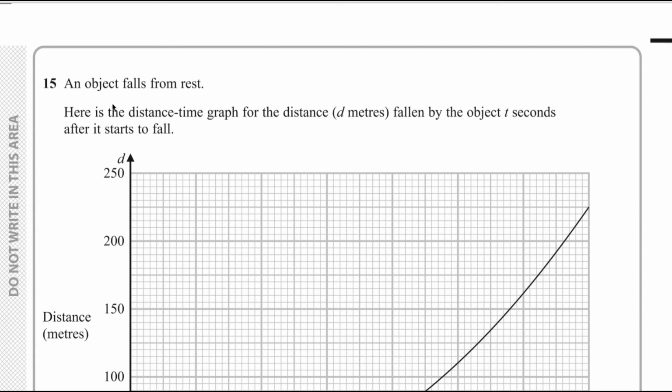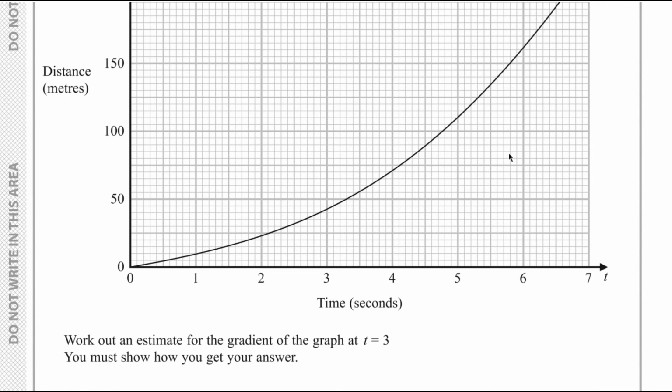Question number 15. An object falls from rest. Here is the distance time graph for the distance d meters fallen by the object t seconds after it starts to fall. We see that here. We have to work out an estimate for the gradient of the graph at t equals 3. You must show how you get your answer. Well, at t equals 3, we have this point here. And what we need to do is draw a tangent at this point here. And drawing a tangent, we end up with this straight line.